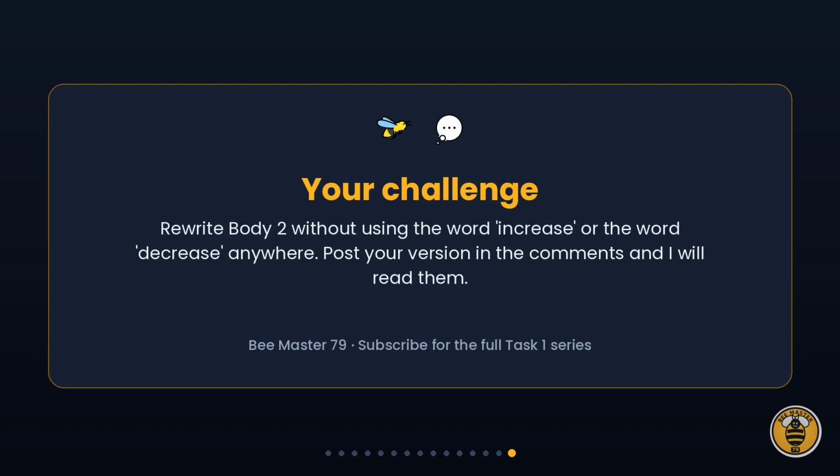Your challenge: rewrite Body 2 without using the word increase or the word decrease anywhere. It is harder than it sounds, and it will transform your lexical resource score. Post your version in the comments and I will read them.